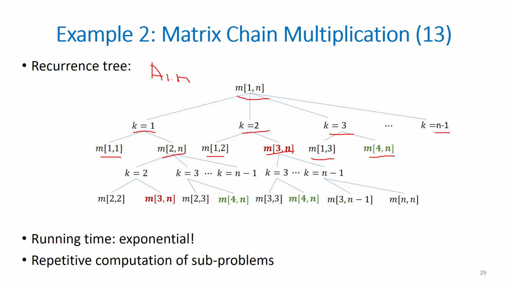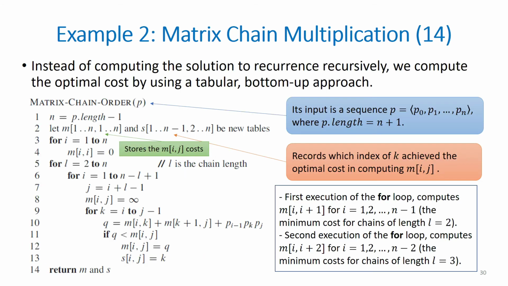In this tree shown over here, we see that M3 to n, shown in red, is repeated twice, and M4 to n, shown in green, is repeated 3 times. This clearly indicates that we are computing the same subproblem repeatedly, thus increasing the running time to an exponential order. This is where DP sweeps in. We can use the bottom-up DP approach with memoization, as shown in this pseudocode, to obtain a more reasonable running time by avoiding repetitive computations.